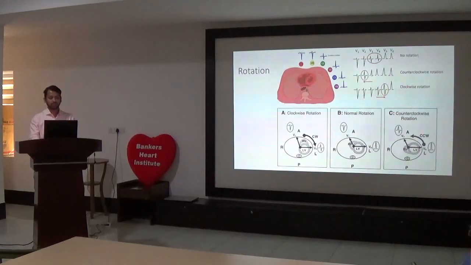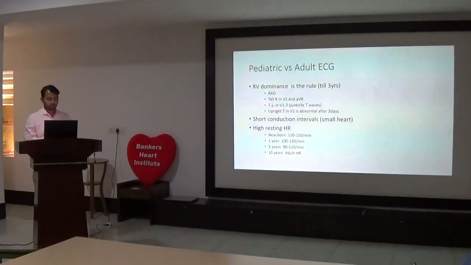So here is the slide about rotation. When there is clockwise rotation, the equiphasic QRS complexes are shifted more towards right side leads like V1 and V2. When there is a counterclockwise rotation, the equiphasic QRS complexes will shift more towards left side leads like V5, V6. Here we can see that in clockwise rotation, the equiphasic QRS complex is V5, and in counterclockwise rotation, the equiphasic QRS complex is V2.